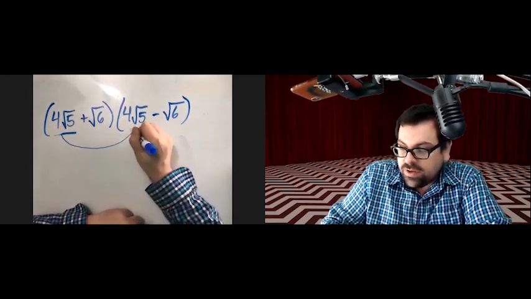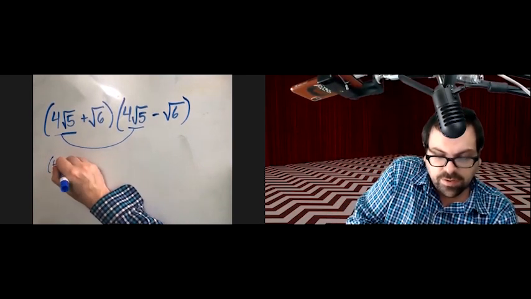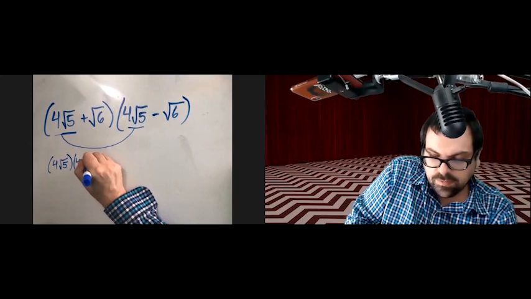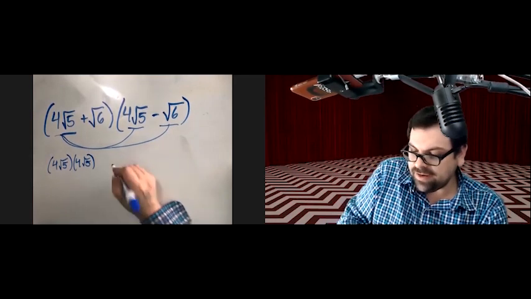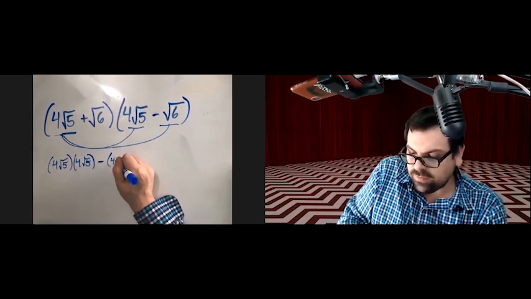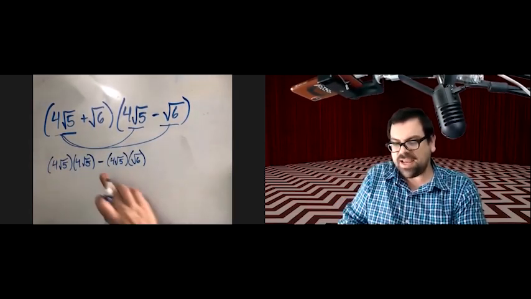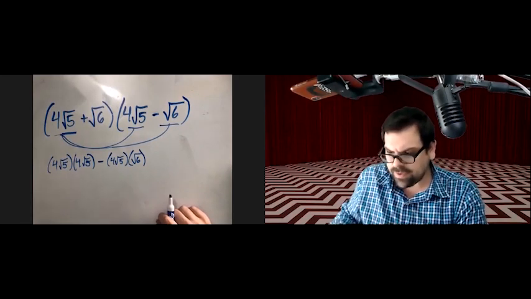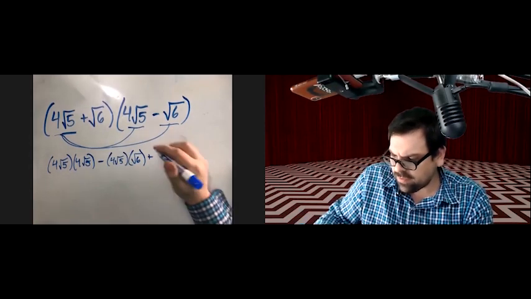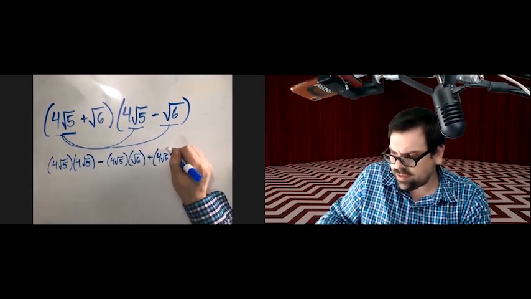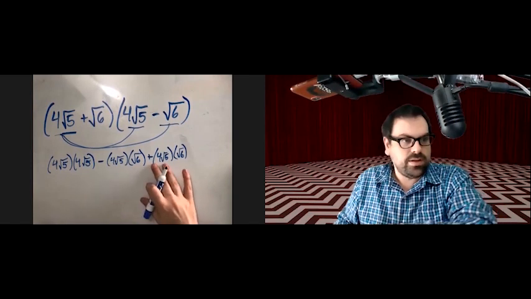Foiling would be first: 4 radical 5 times 4 radical 5. And then outer: 4 radical 5 times negative radical 6. 4 radical 5 times radical 6 with a minus, because positive times negative is negative. Inner, that's going to be plus 4 radical 5 times radical 6. If you have them in the other order, that's okay, but they are still the same thing.